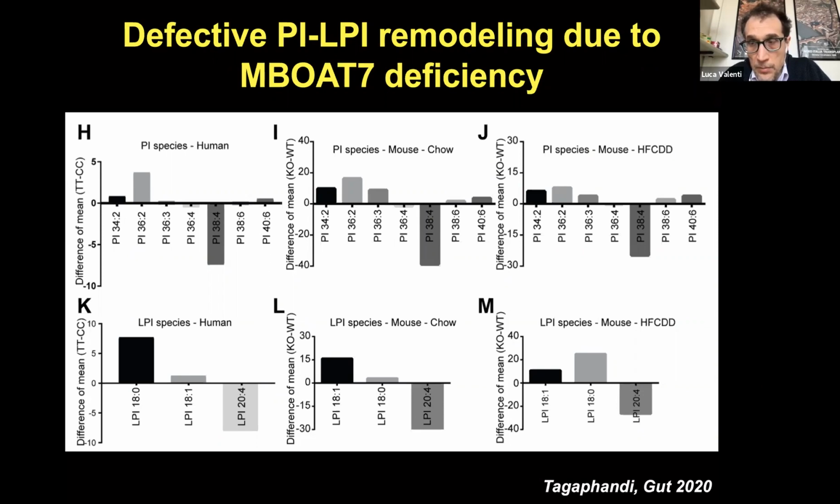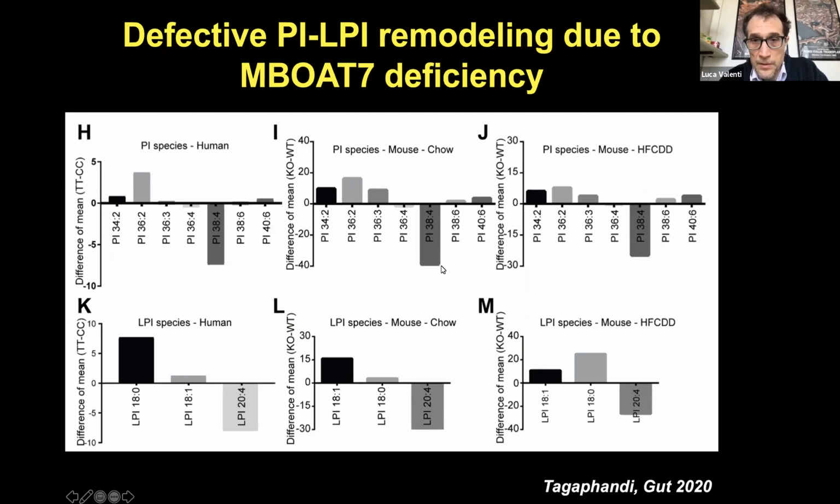in which we collaborated with Stefano Romeo and a Japanese group, which confirmed that in individuals carrying the genetic risk variants for NAFLD, PNPLA3, there is a decrease in circulating phosphatidylinositol bound to arachidonic acid. And this was recapitulated in mouse models where MBOAT7 was specifically knocked down in the liver.